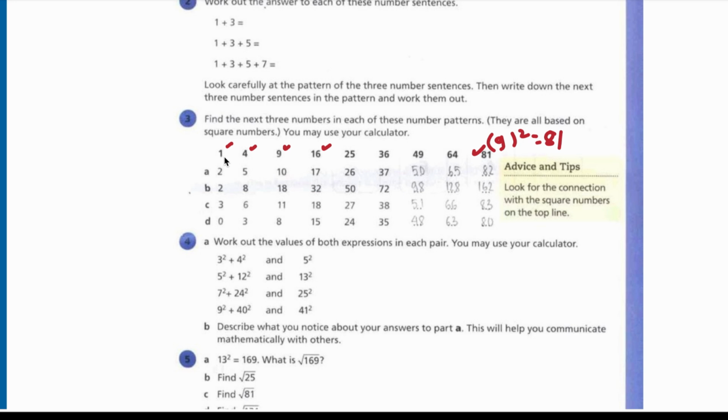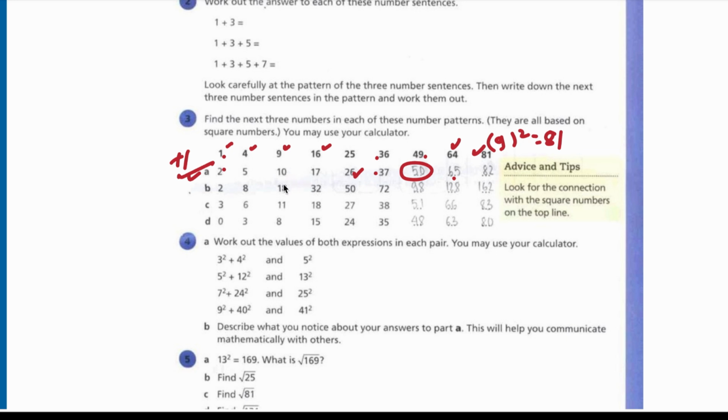Okay, now see. 1 plus 1 is 2, 4 plus 1 is 5, 9 plus 1 is 10. So what are they doing? They are just adding plus 1 for A, right? 25 plus 1 is 26, 36 plus 1 is 37, 49 plus 1 is 50, 64 plus 1 is 65, 81 plus 1 is 82. So I hope the first one is clear to you.